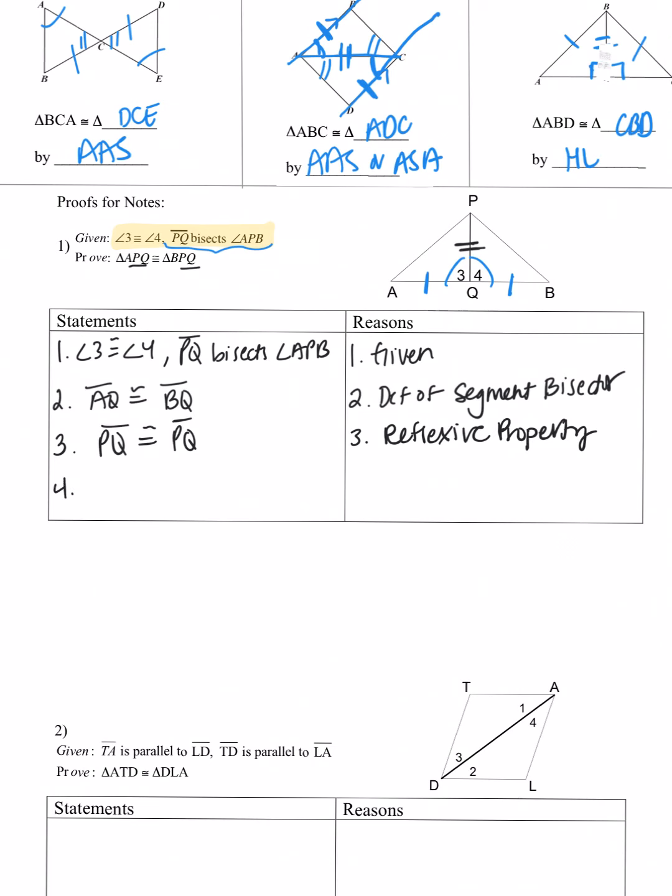So number 4, now I've shown that I have congruent sides, angles, and sides. So I can conclude that the 2 triangles are congruent. I can conclude triangle APQ is congruent to triangle BPQ by side, angle, side. So even if you are having a hard time or struggling with the proof, you can at least write down this statement every single time to get a little bit of credit.